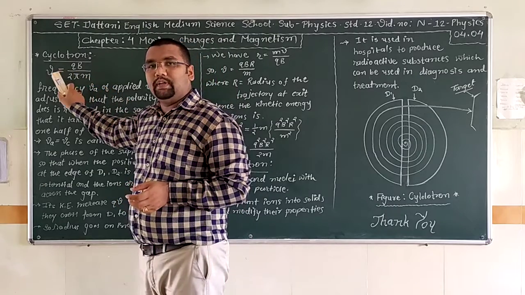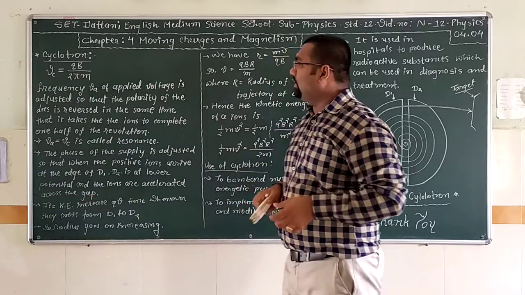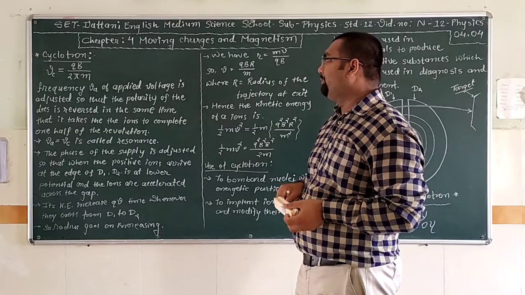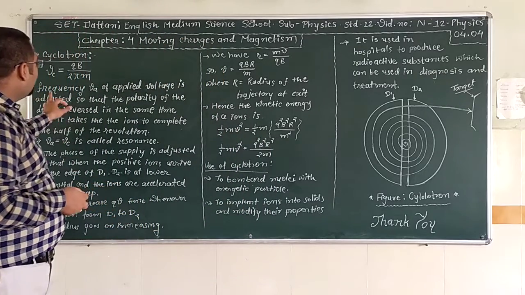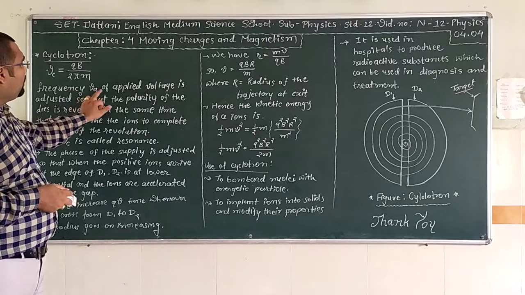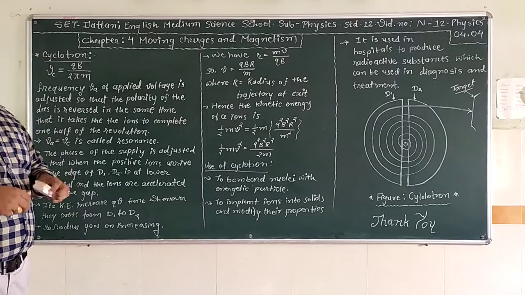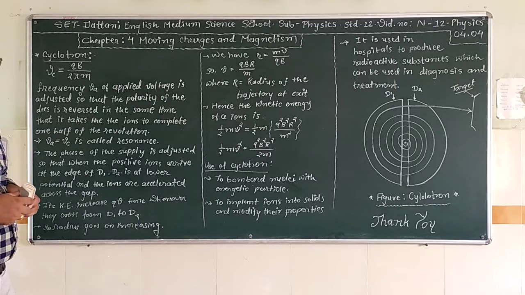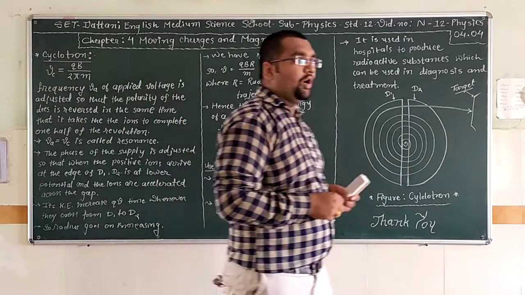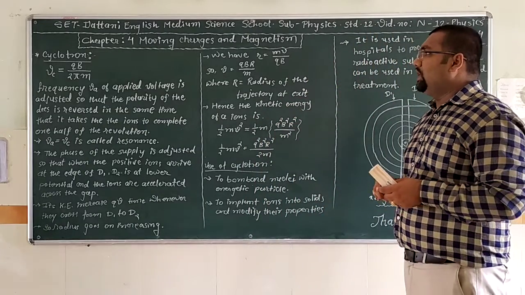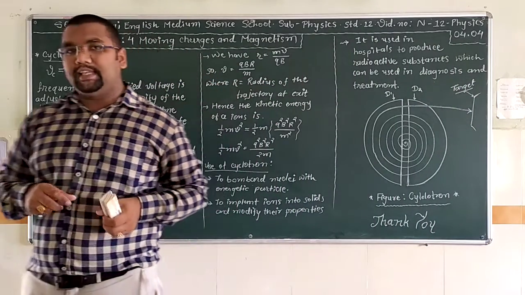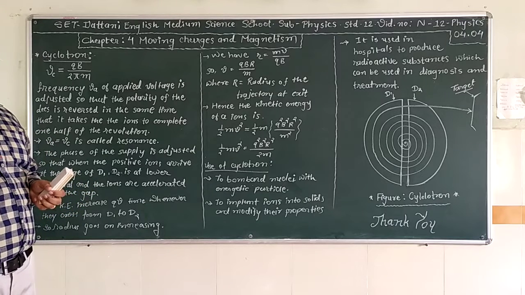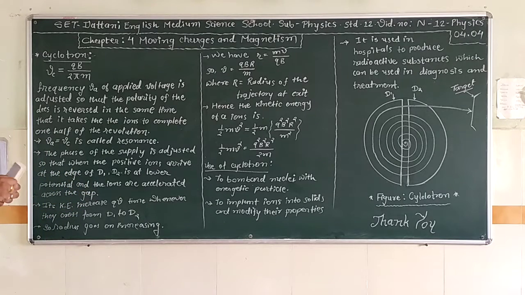This is the formula of cyclotron frequency, Vc equal to qB upon 2πm. Another frequency used here is called Va, the frequency of the applied voltage. The frequency of the voltage which we are applying should be equal to the cyclotron frequency. Both frequencies must be matched. Va must be equal to Vc, so both frequencies will be the same.